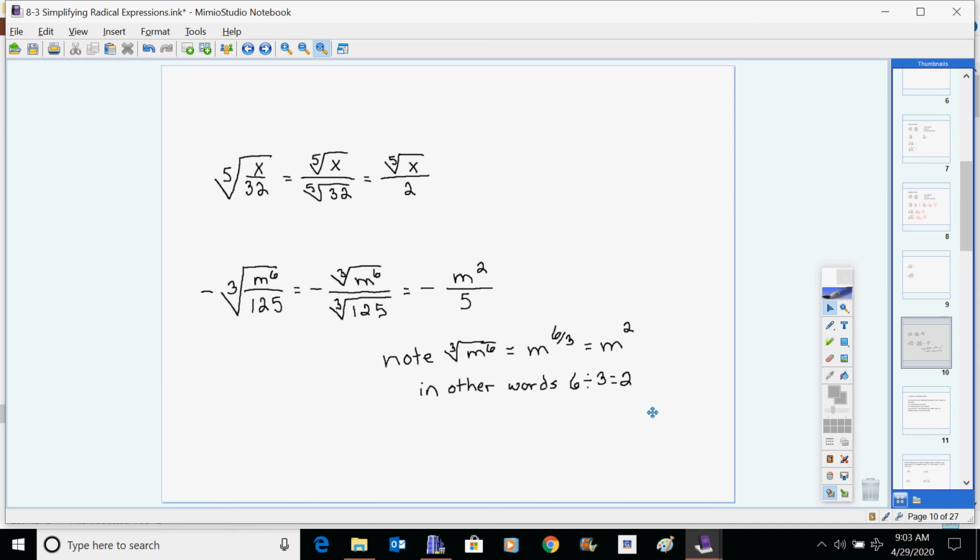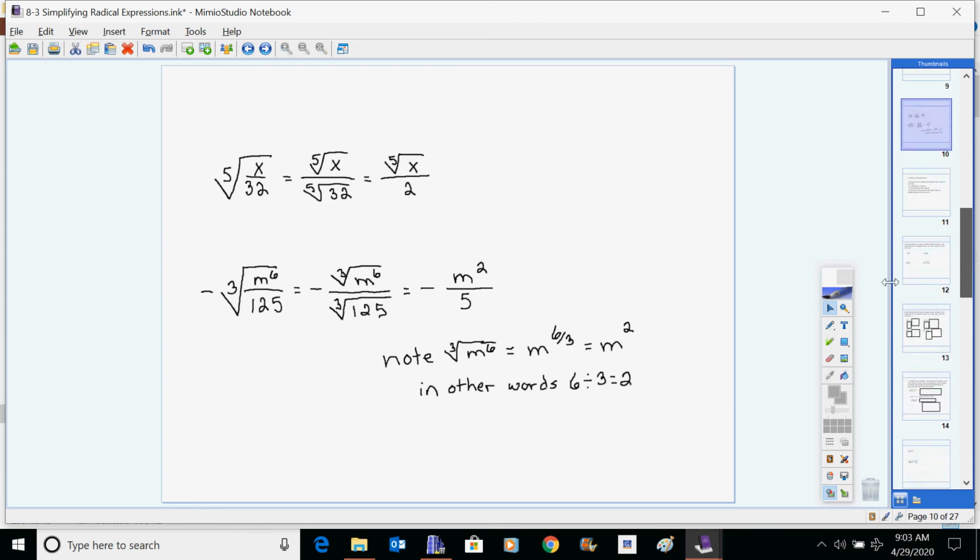This is just a little shortcut that somebody had noticed for that, but we will talk about that. That's an important shortcut where you can take exponent divided by index. This one's just 5 because 5 times 5 times 5 is 125.